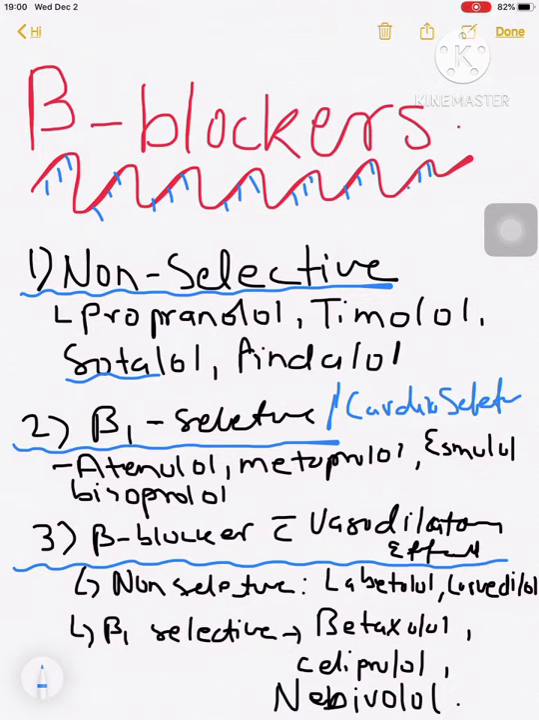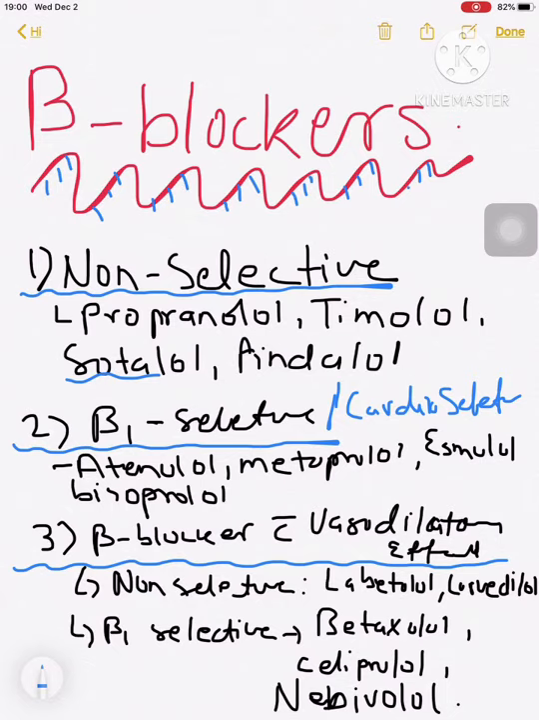Remember that the bronchioles have beta 2 receptors. If you block those bronchodilatory receptors, it may precipitate bronchoconstriction, causing asthma, and similarly in peripheral arterial disease. Since they are cardioselective, they are safer in these patients.